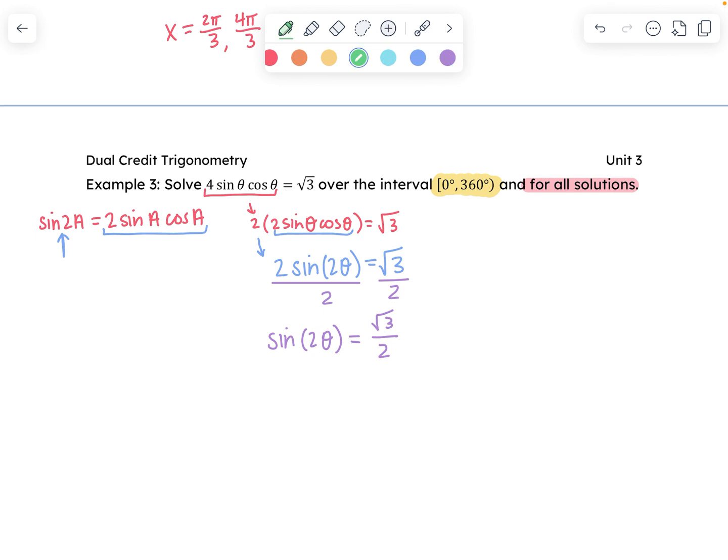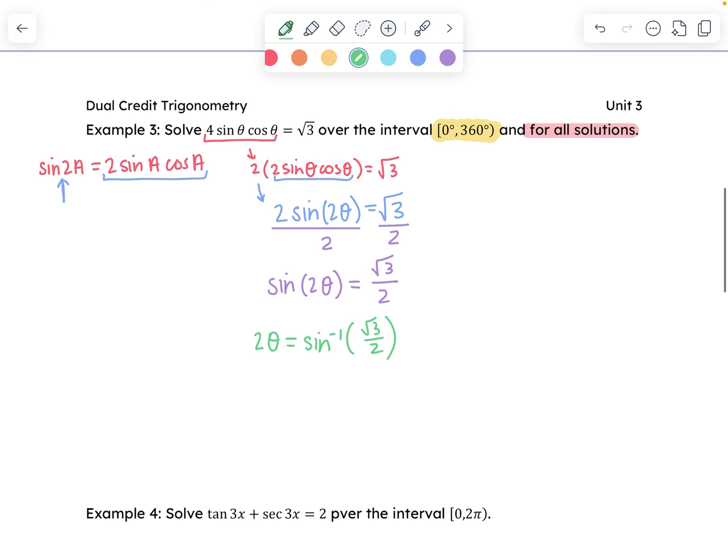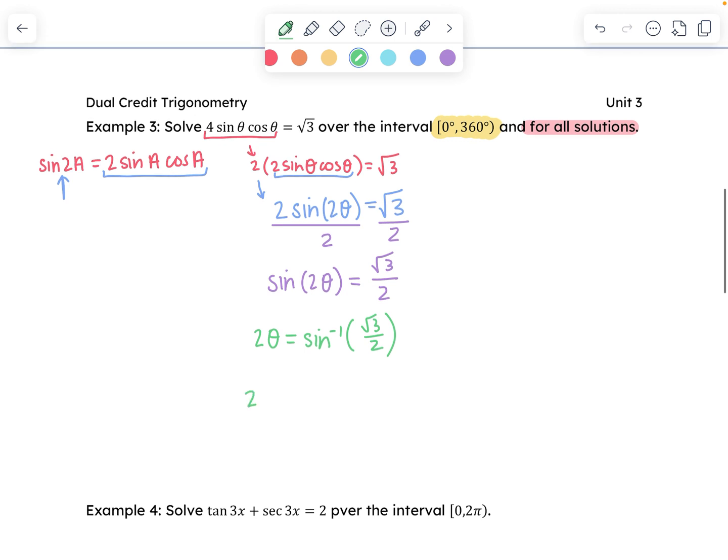Then I'm going to do my inverse sine. So 2 theta is equal to the inverse sine of root 3 over 2. So I need to figure out where on my unit circle in degrees this time is that going to match up. So 2 theta is going to equal, well, if I'm looking at square root of 3 over 2, that's going to happen in quadrant 1 at, what, 60 degrees?